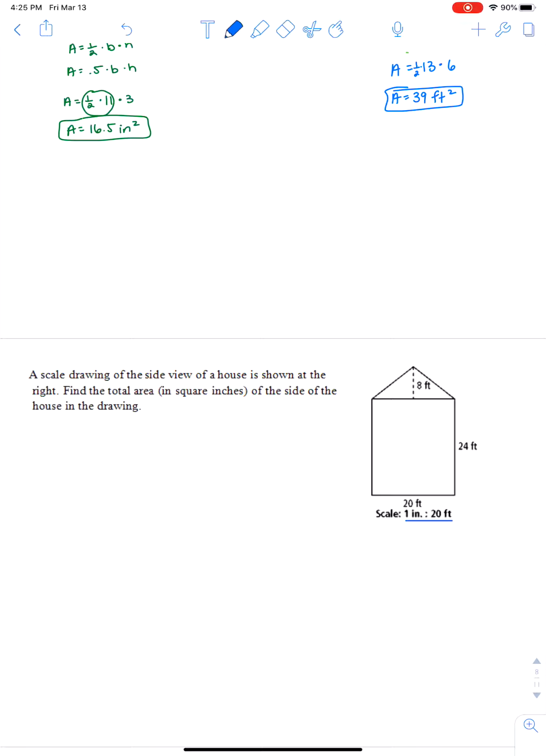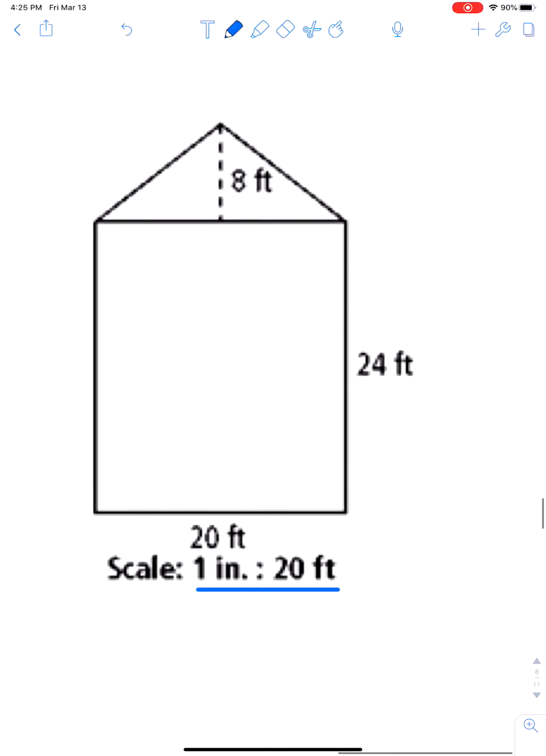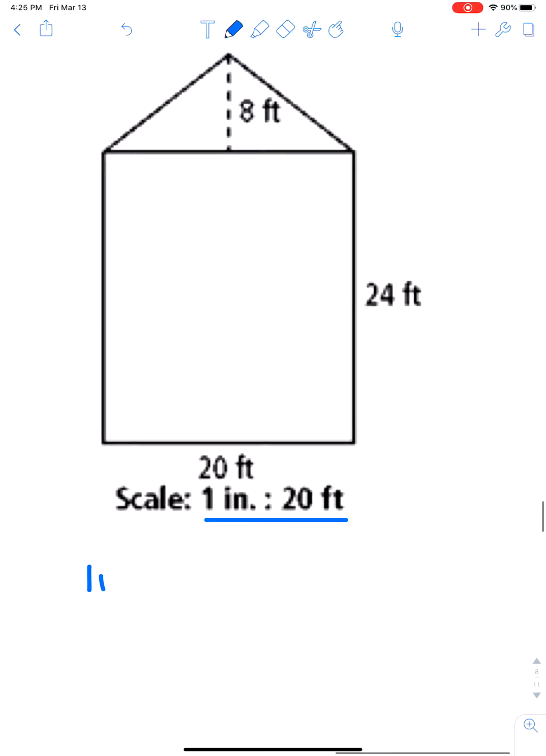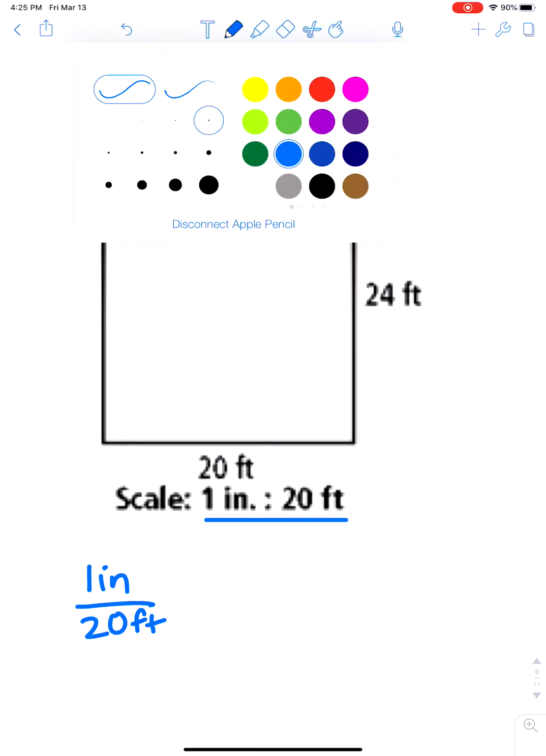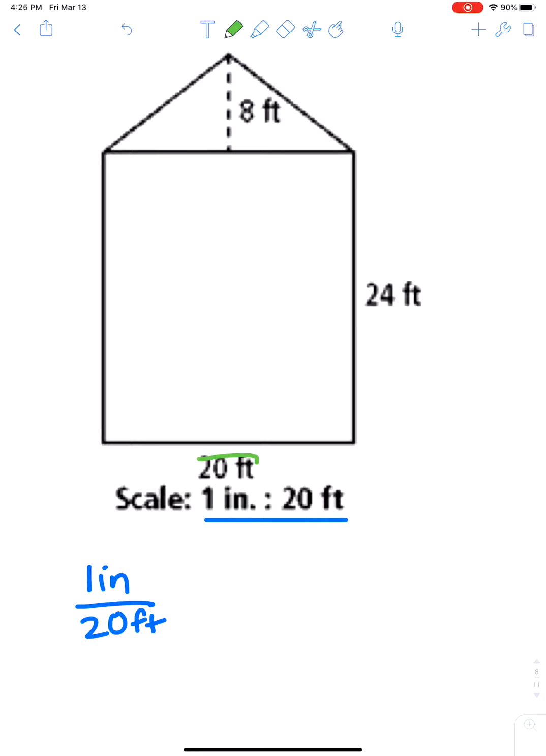It says a scale drawing of the side view of a house is shown on the right. Find the total area in square inches of the side of the house in the drawing. So again, real life versus the drawing. I'm going to go ahead and convert in the beginning. So here, 1 inch represents 20 feet. I'm going to look at a couple different things. This green one is 20 feet. So I can right away know that is going to be 1 inch on the drawing. 1 inch to 20 feet.